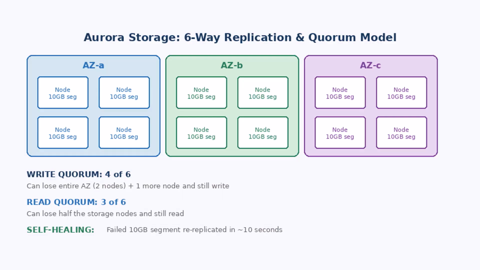Aurora DSQL is a completely different product, which we'll cover next. Active-active writes across regions with strong consistency. Different architecture entirely. With Aurora Global Database, you've moved to position 3 on the spectrum. More availability, more eventual consistency. The acceptable data loss during failover is your RPO, recovery point objective. How much recent data you're willing to lose.